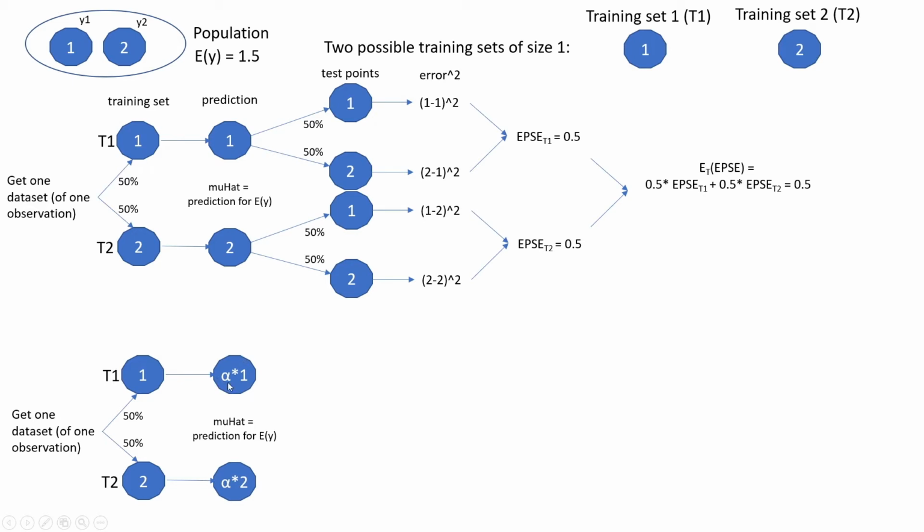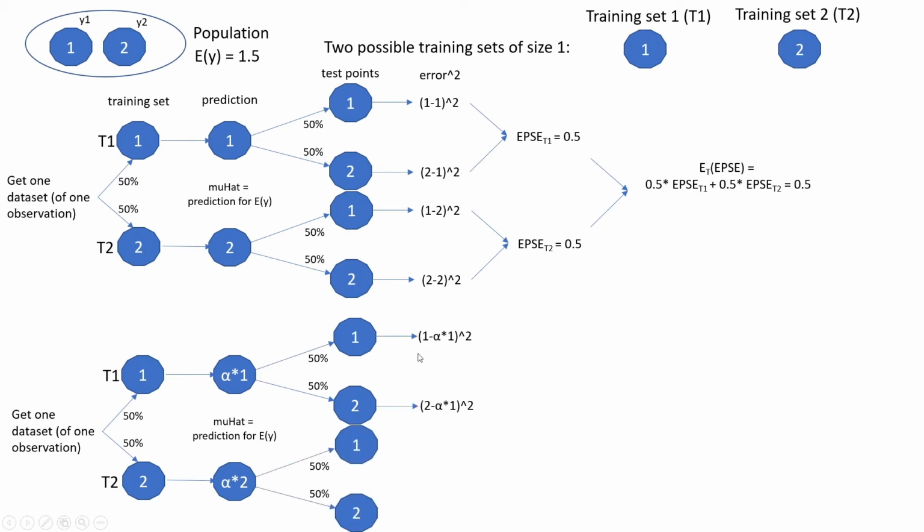whatever we observe. So it's alpha times 1, alpha times 2. This is a biased estimator when alpha is not 1. What happens? We have a test set. Now the error is either 1 minus the prediction, 2 minus the prediction, or again 1 minus the prediction, 2 minus the prediction, squared. In this case, the expected prediction squared error is half of this and this for training set 1, and half of this and this for training set 2.